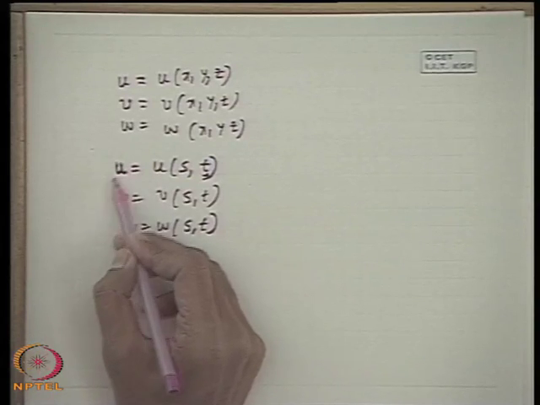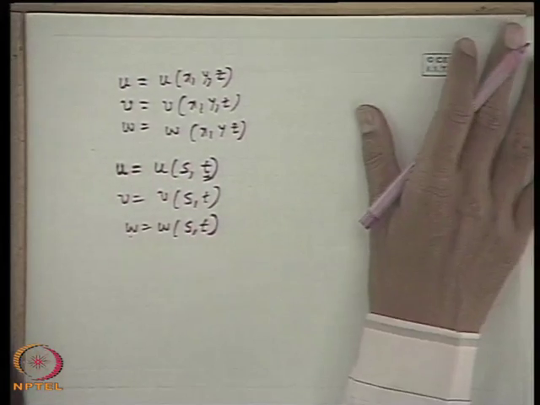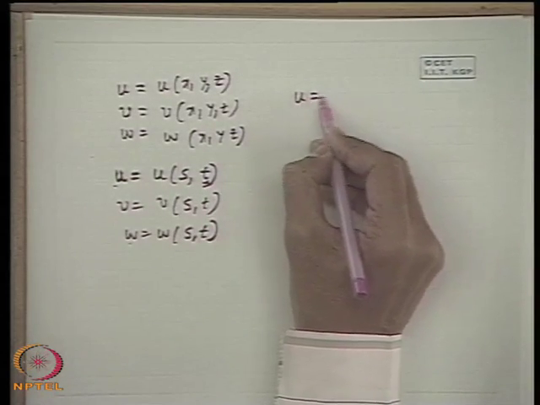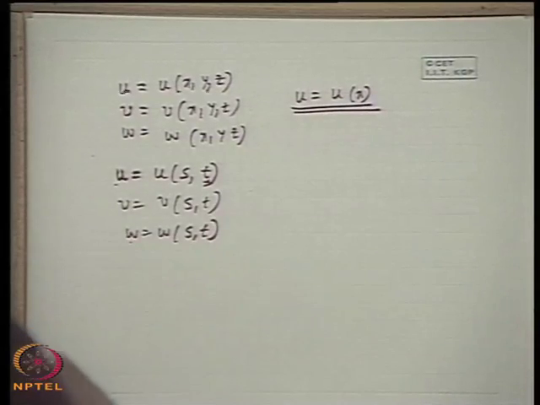Velocities are functions of time, but the concept of steady flow I will come to afterwards. Now let us consider a one dimensional flow. For example, u is a function of x, a one dimensional steady laminar flow.